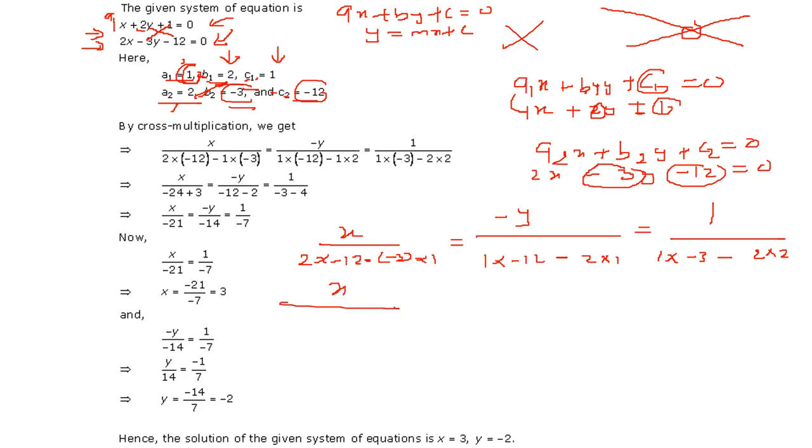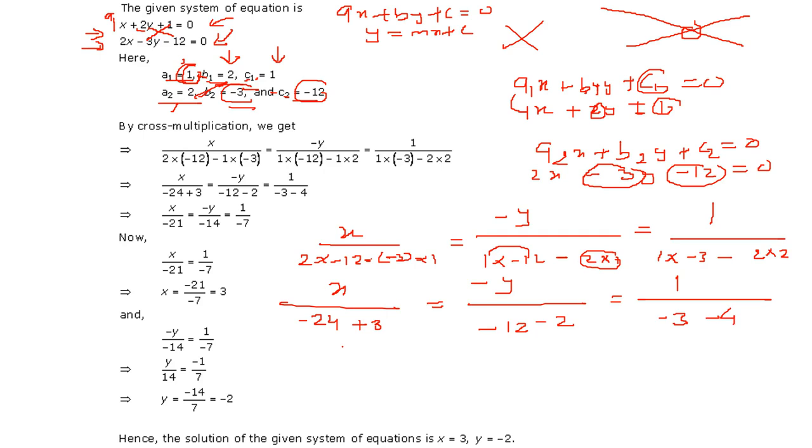Now 2 into minus 12 is minus 24. Minus minus is plus. 3 into 1 is 3. So plus 3. Minus y is already there. So this is minus 12 into 1, which is minus 12. Minus 2 into 1 is 2. Here minus 3 into 1 is minus 3, and 2 into 2 is 4. So for x, minus 24 plus 3 is minus 21. Minus 12 and minus 2 is minus 14. And for 1, minus 3 and minus 4 is minus 7.